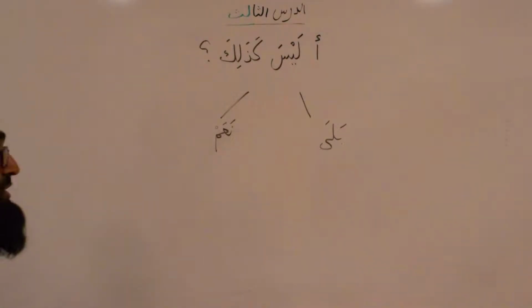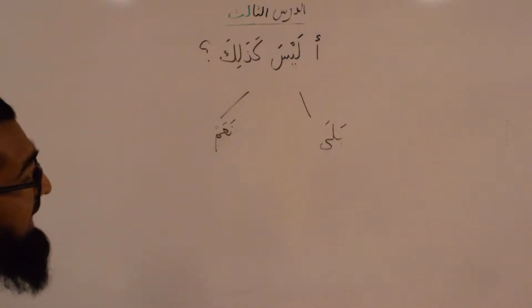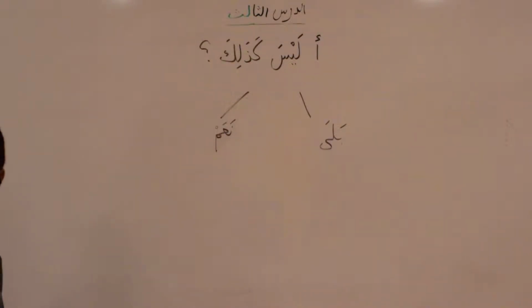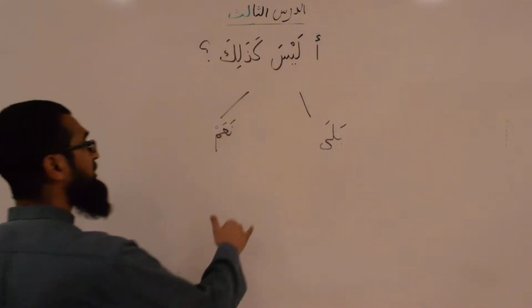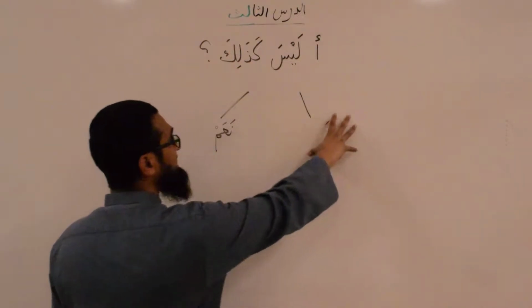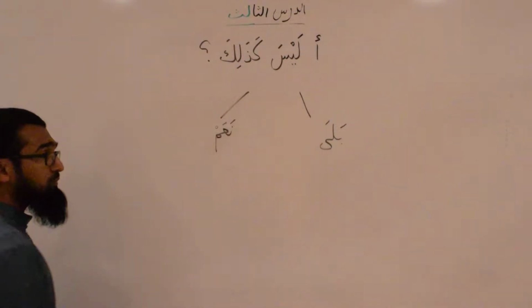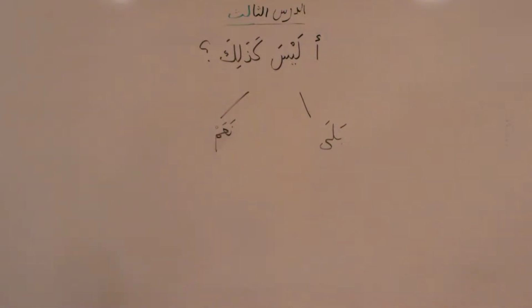Another concept of lesson 3 is أليس كذلك. So this requires a little bit of thinking. The whole deal behind it is, which one are you going to use? Are you going to respond by saying bala or naam? So first let's explain what أليس كذلك means.